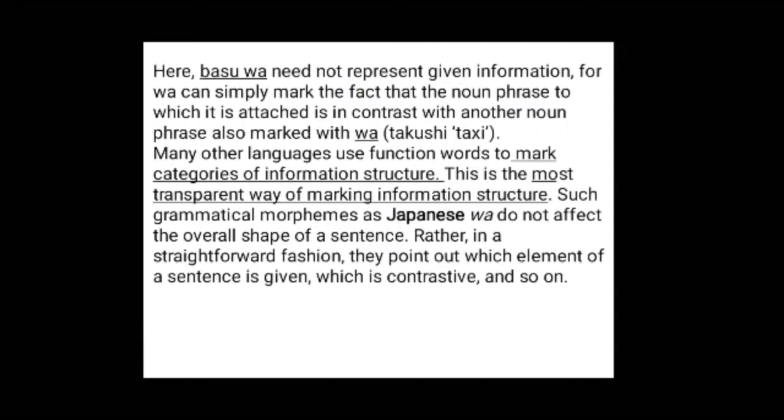Such grammatical morphemes as Japanese wa do not affect the overall shape of a sentence. Rather, in a straightforward fashion, they point out which element of a sentence is given, which is contrastive, and so forth.